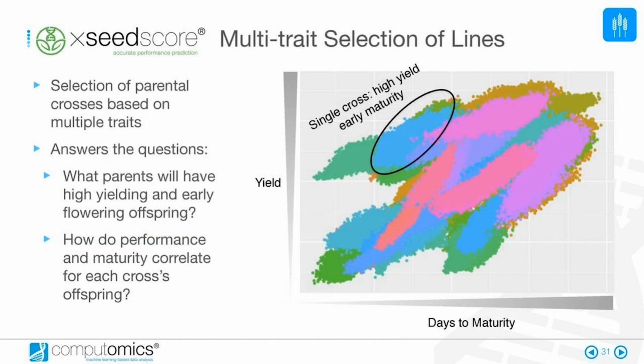We could identify crosses like that in the top left corner, where yield and flowering time were basically uncorrelated and showed high yield and early flowering. We can optimize for any trait combination by also keeping genetic diversity in mind.